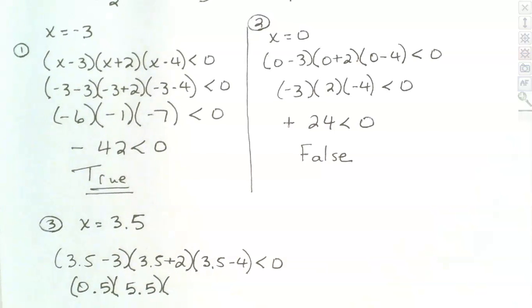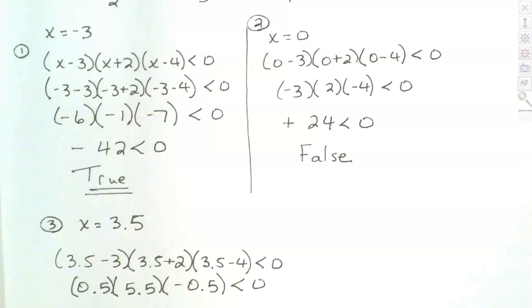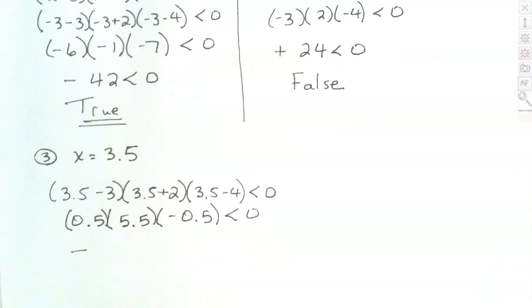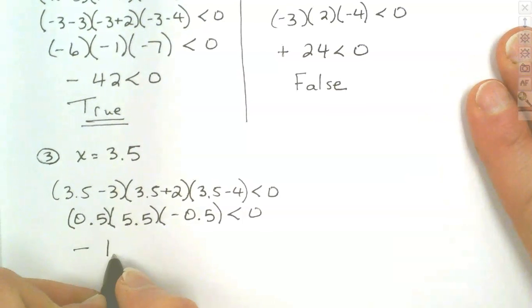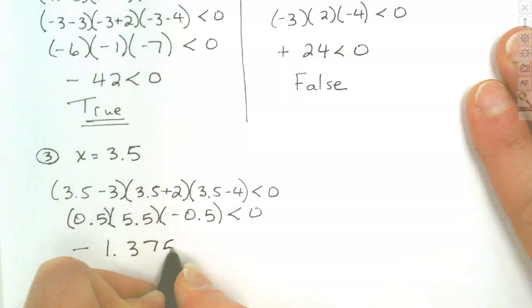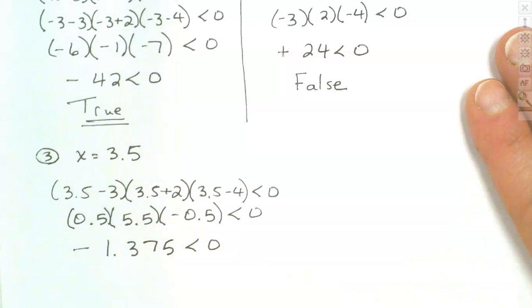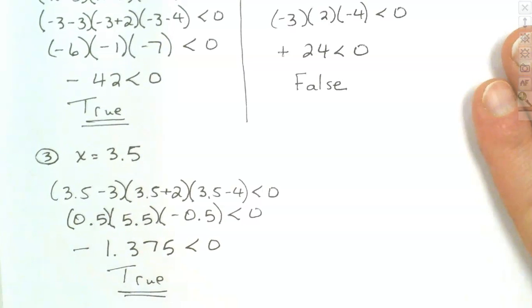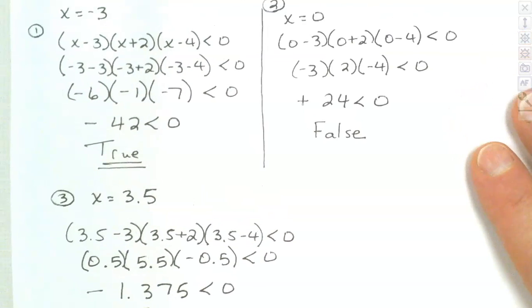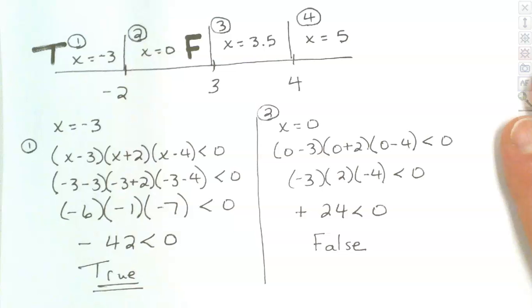And 3.5 minus 4, that makes it a minus 0.5. There's a single negative, so my answer is going to stay negative. And let's work it out. So 0.5 times 5.5 times a minus 0.5, multiplying them all together, I get a minus 1.375. And is that smaller than 0? Yes, it is. So that will make that region then true. So we'll go back up and we'll mark region 3 as true.